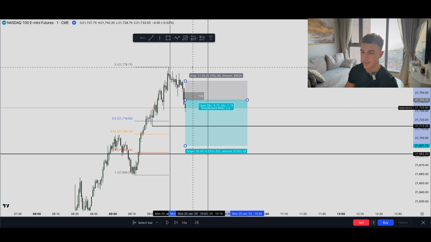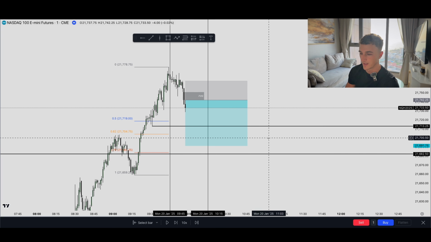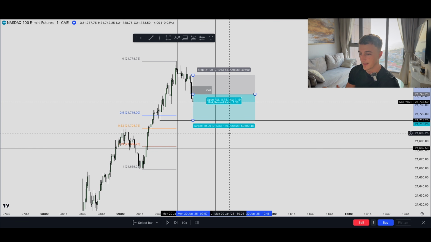We're risking 21 handles, which is absolutely perfect. Hence, the stop placement is going to be valid. Okay, so we're going to keep our stops there. Our first TP is going to be at this low here.